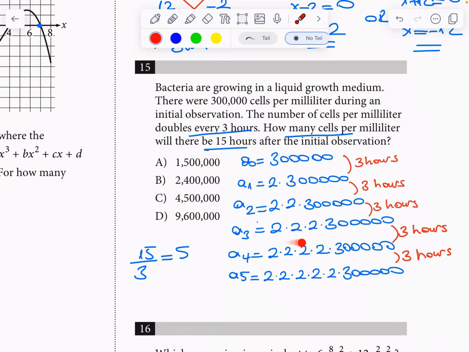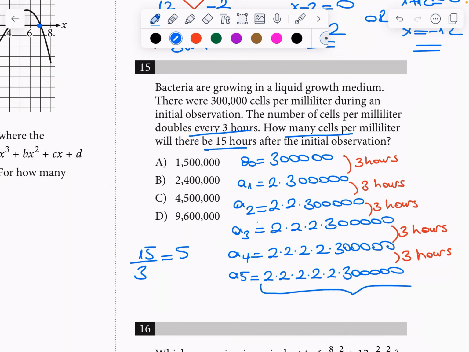And in the next 3 hours it's going to be 2 times 300,000. And the fourth time, when it repeats, it'll be 2 times 300,000. And the last time, the fifth time, the number of bacteria is going to be 2 times 300,000. So we just need to calculate this number.